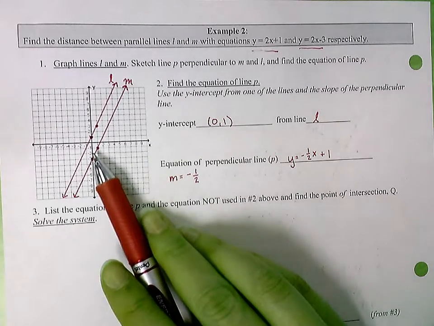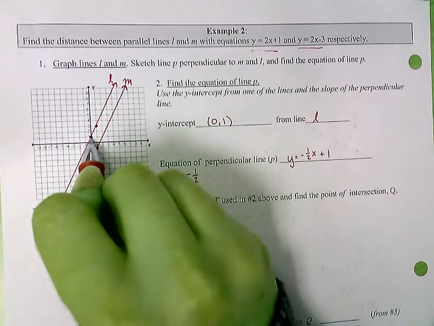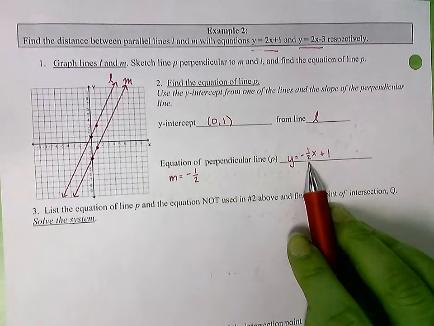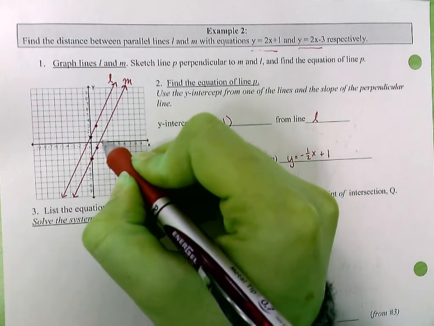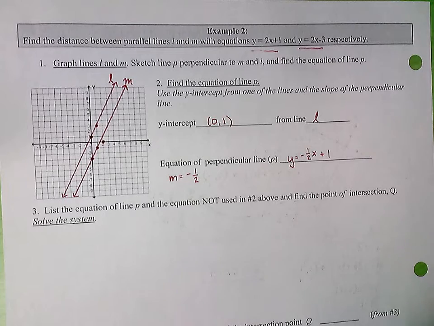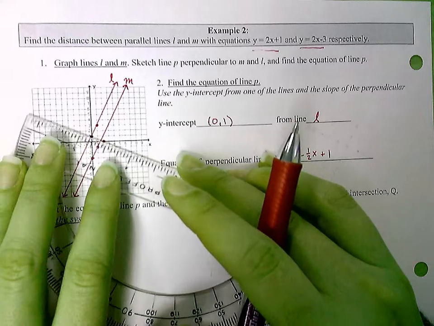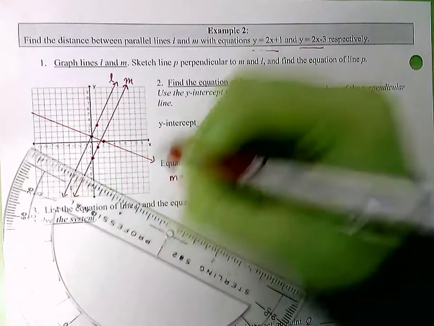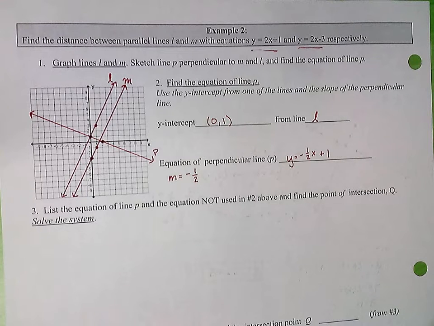And I can draw in that line. So again, my y-intercept is still at 0, 1. So I'm using this point. And then I'm going to use my slope of -1/2. So I'll go down 1 and right 2. At that point, we can connect them. Okay, so the line I just drew in is line P. And it should be perpendicular to both line L and line M.